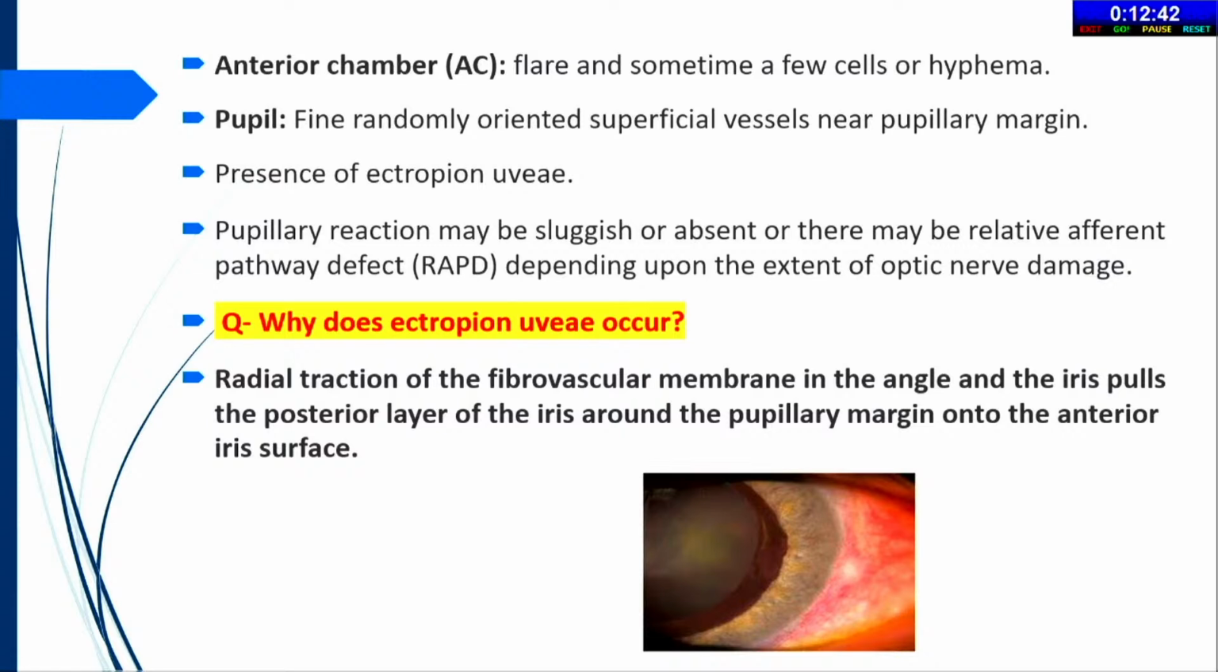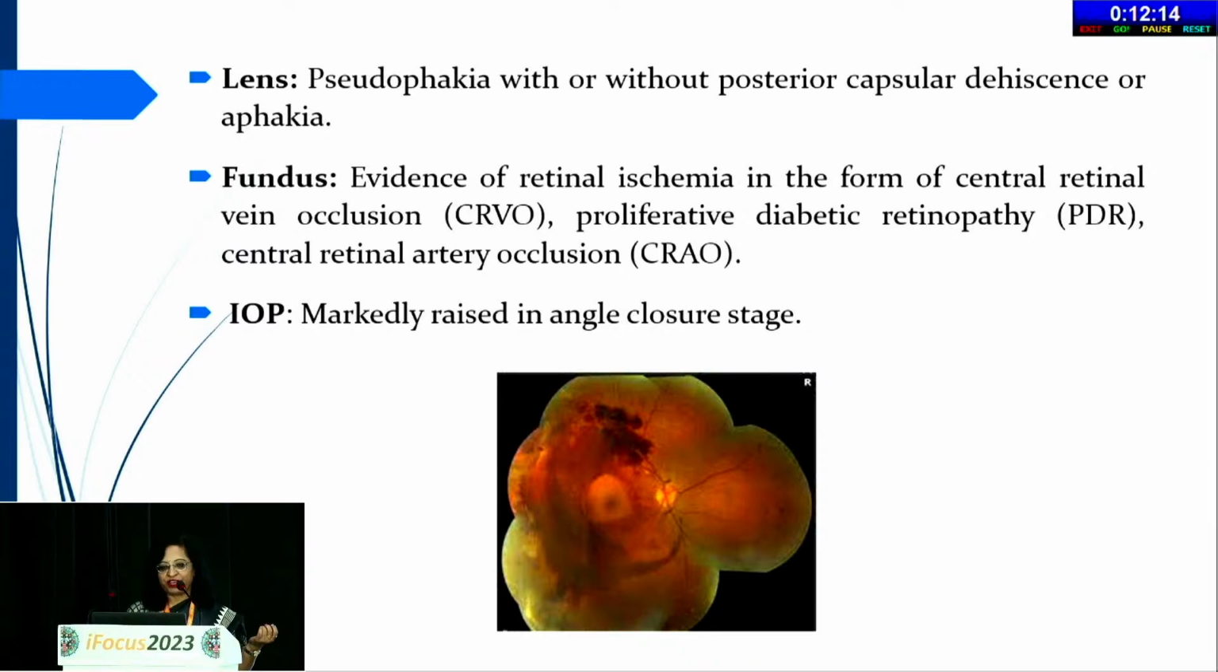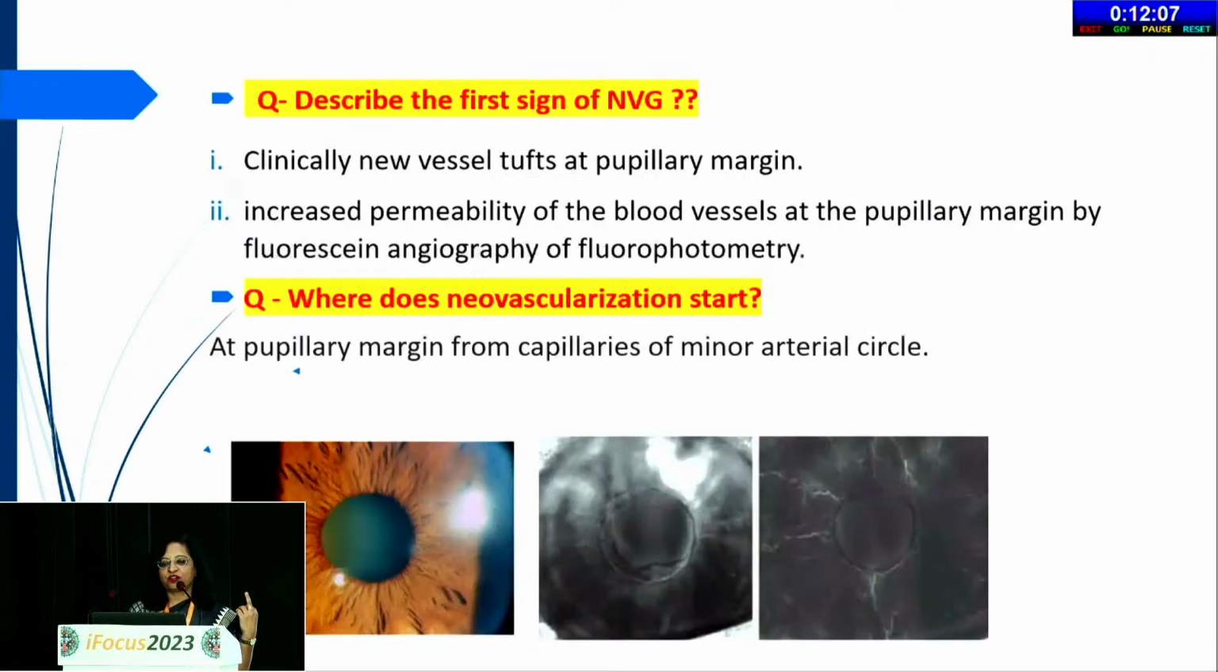This picture shows a fibrous membrane at the angle which is pulling the posterior layer of the iris and making it seen anteriorly. Normally this brown layer is not at the margin, it is behind. Now you can see it on the anterior surface of the iris, which is called ectropion uveae. RAPD is a clear-cut demarcation for ischemic CRVO. The lens depends on whether it is cataractous, aphakic or pseudophakic. The fundus, depending upon the pathology, could be CRVO or diabetic retinopathy, and there could be a raised intraocular pressure.